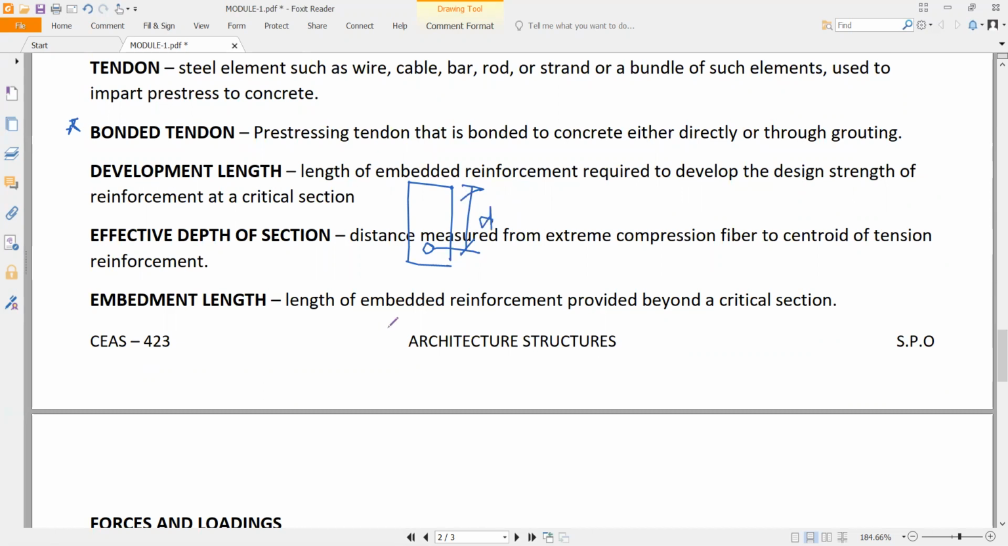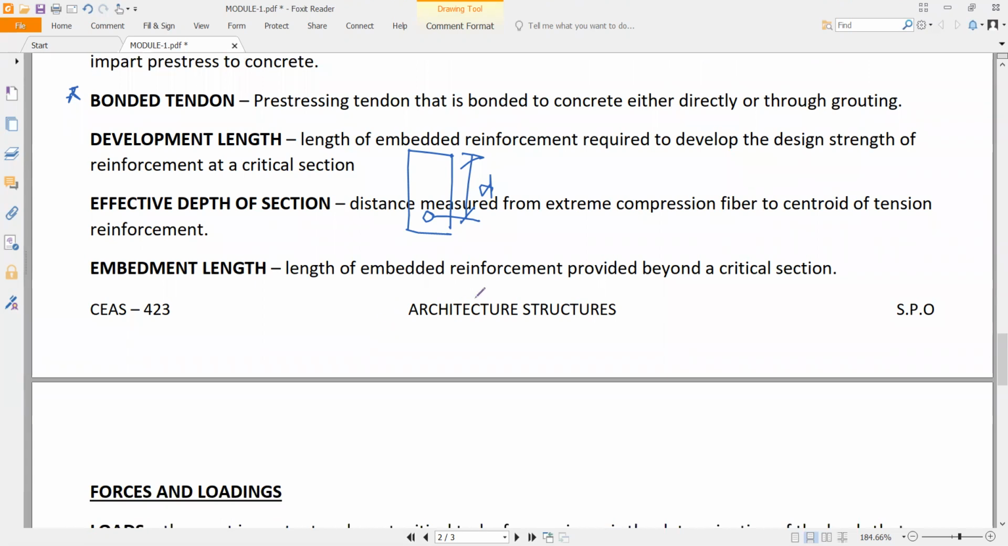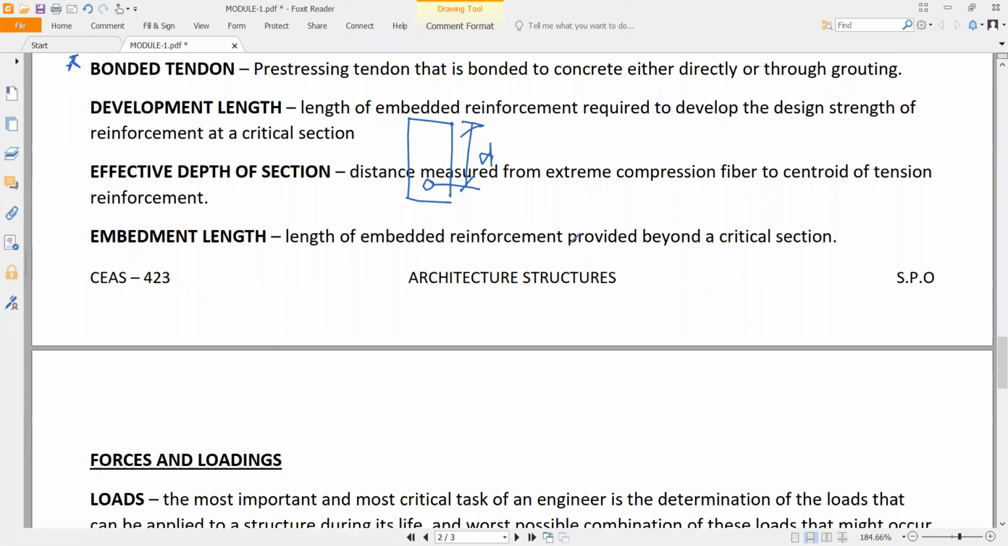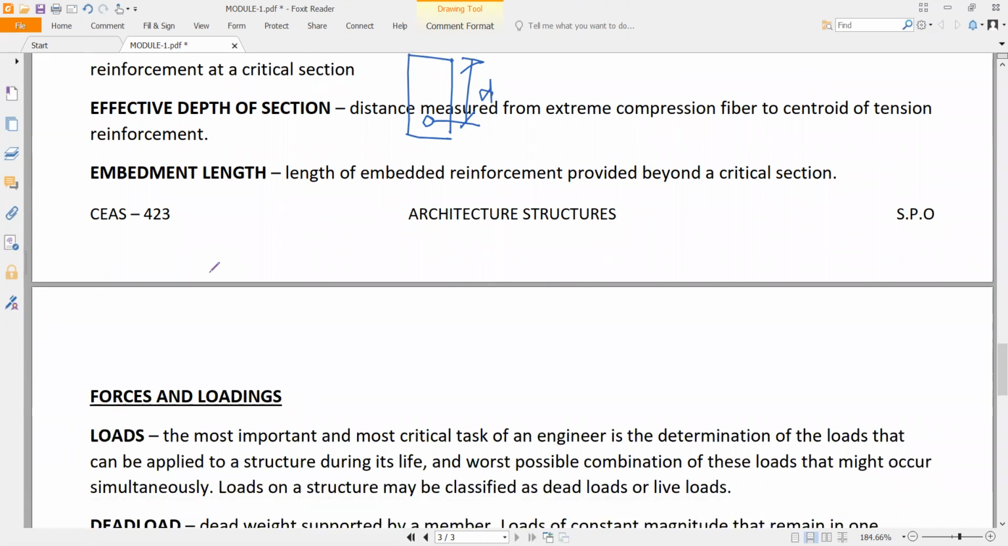Embedment length, this is the length of embedment of reinforcement. So laging may minimum required embedment length, no? So hindi pwedeng lumulutang yung ating reinforcement sa concrete natin. So dapat embedded siya on a certain embedment length.